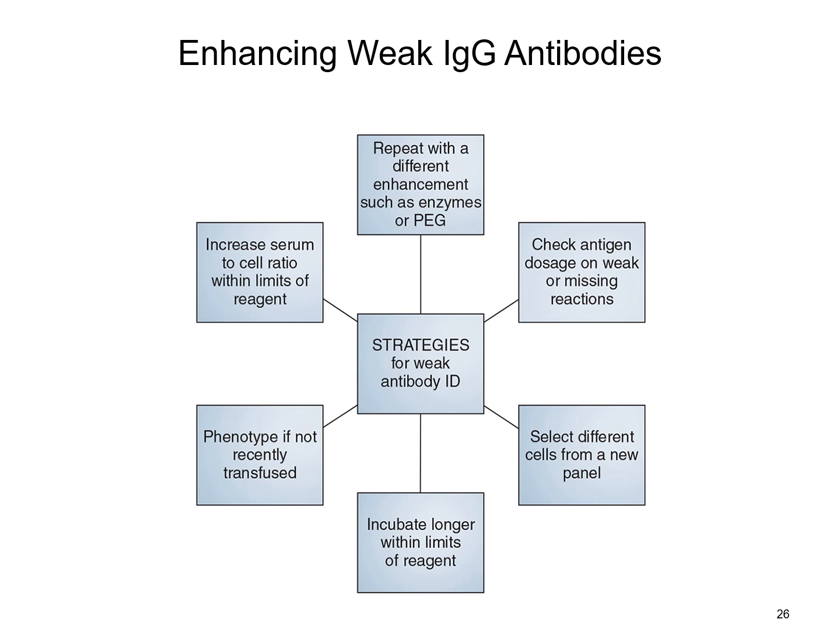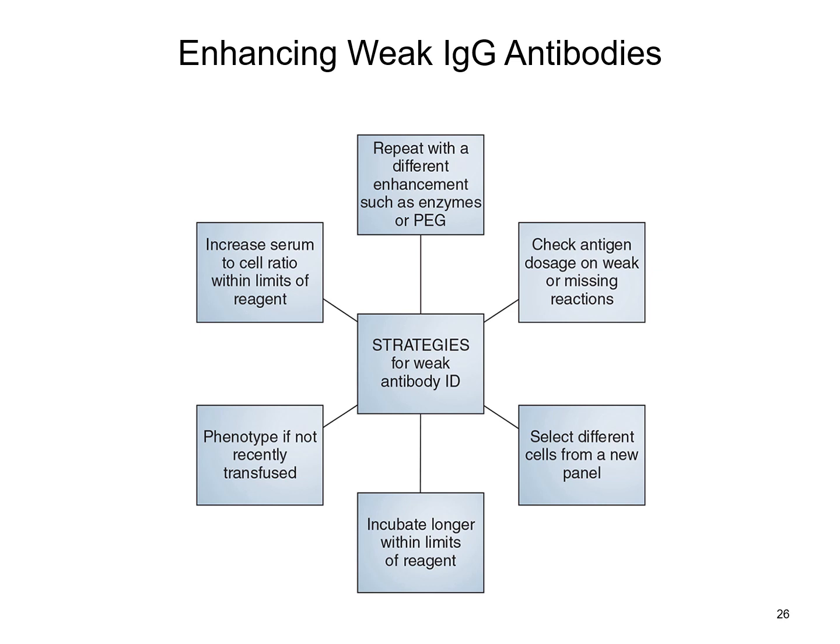Some of the things that we can do would be increasing the serum to cell ratio within the limits of what your reagent will allow. So if you started off with 2 drops of plasma, maybe you would do 3 or 4. What that's going to do is provide a little bit more antibody to help bridge those reactions if there's less antibody present due to weaker expression. You could repeat with different enhancements. Let's say you tried LISS, maybe next time you would try PEG.